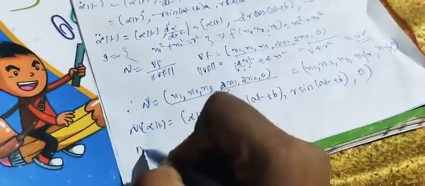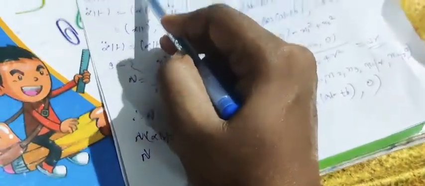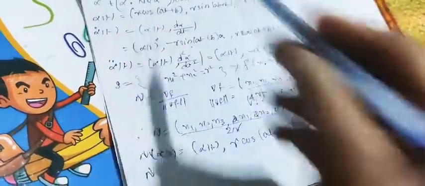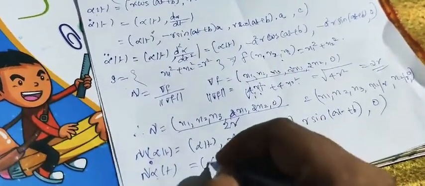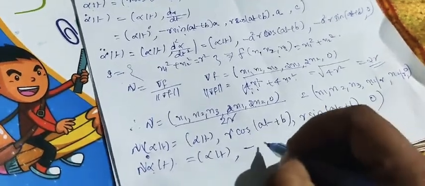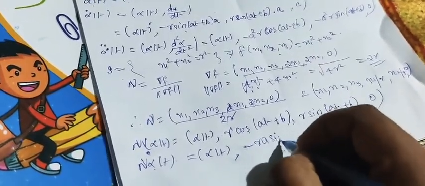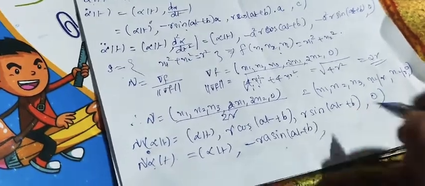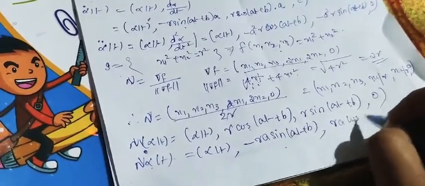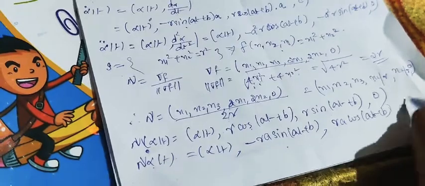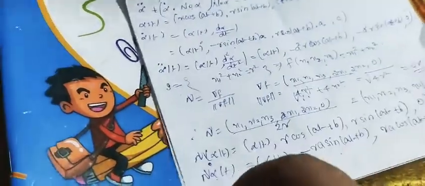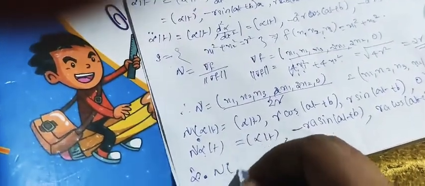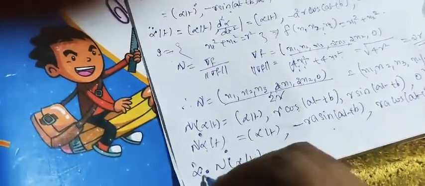Next we have to find N composition alpha dot. That is N of alpha of t dot. That means alpha of t, comma, minus r a sin of at plus b, r a cos of at plus b, comma 0. So this is N composition alpha dot. Next we find alpha dot with N of alpha of t. So alpha of t is what?